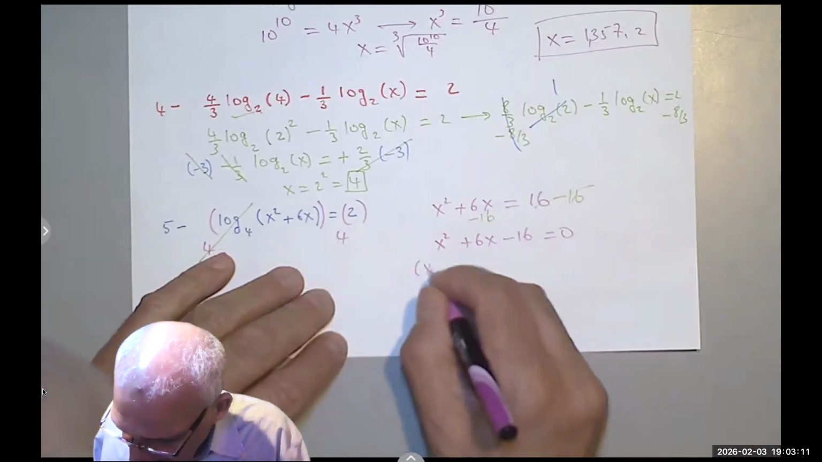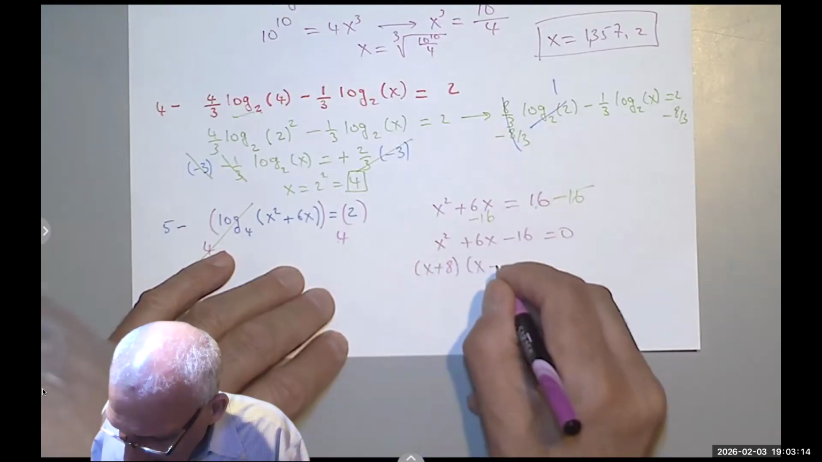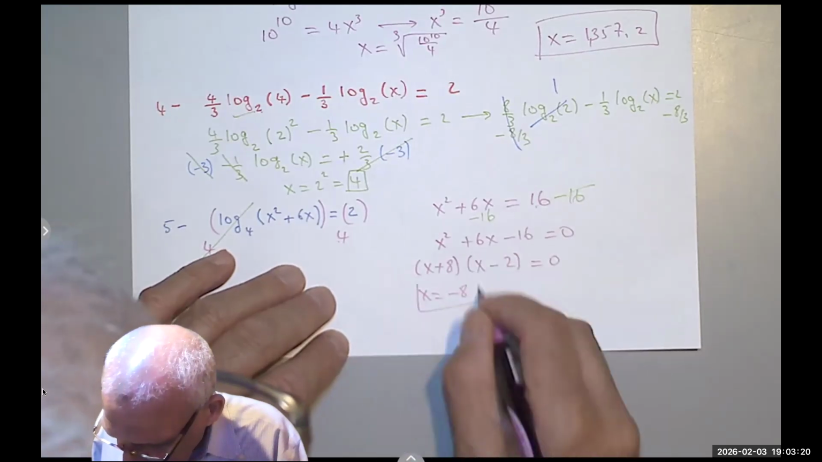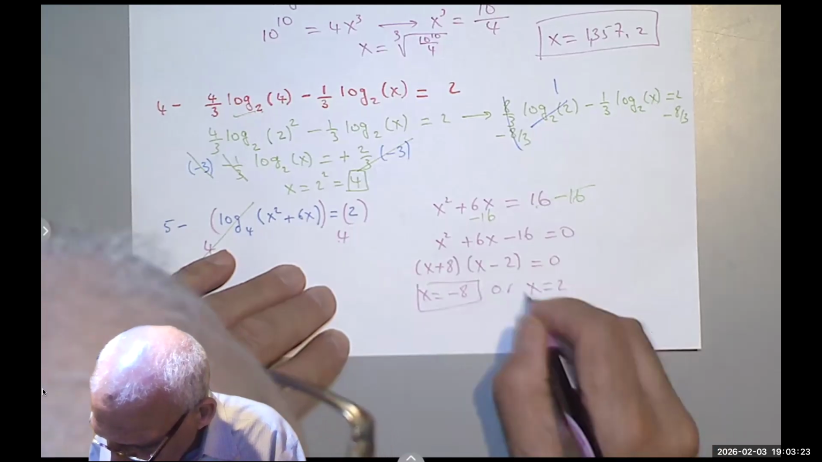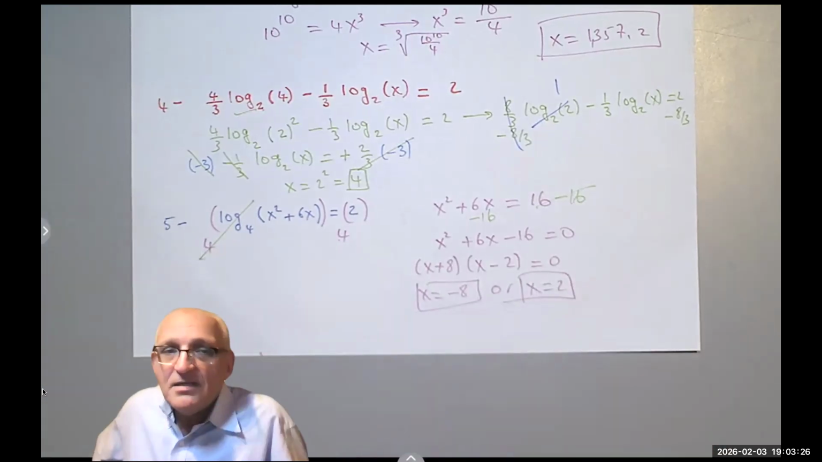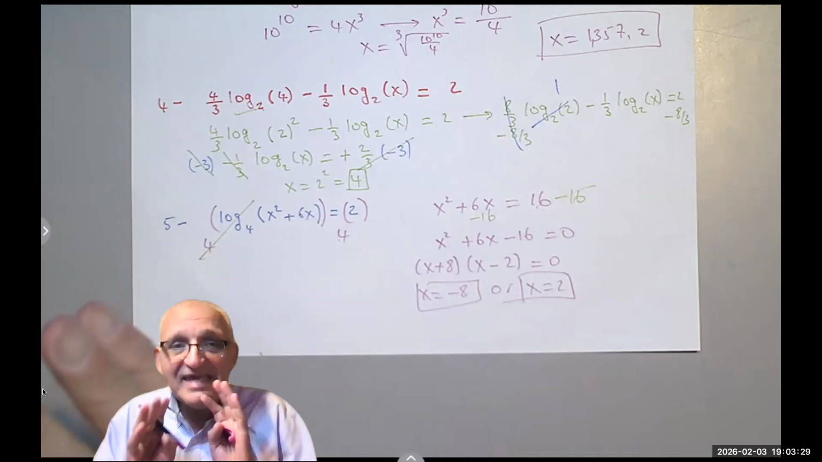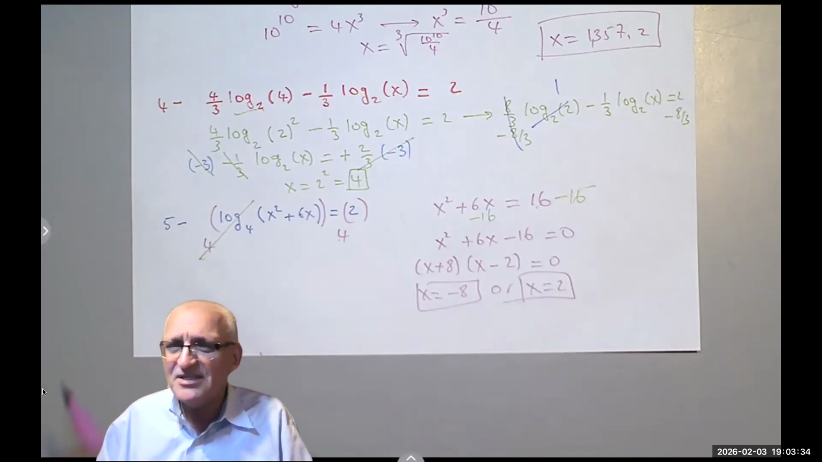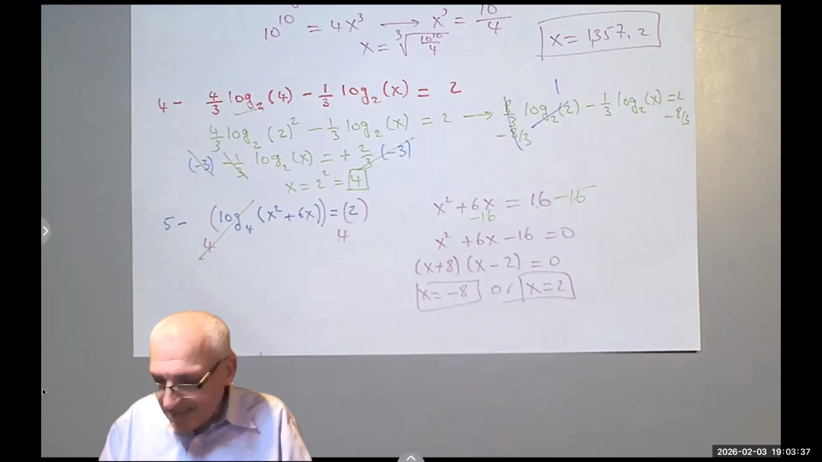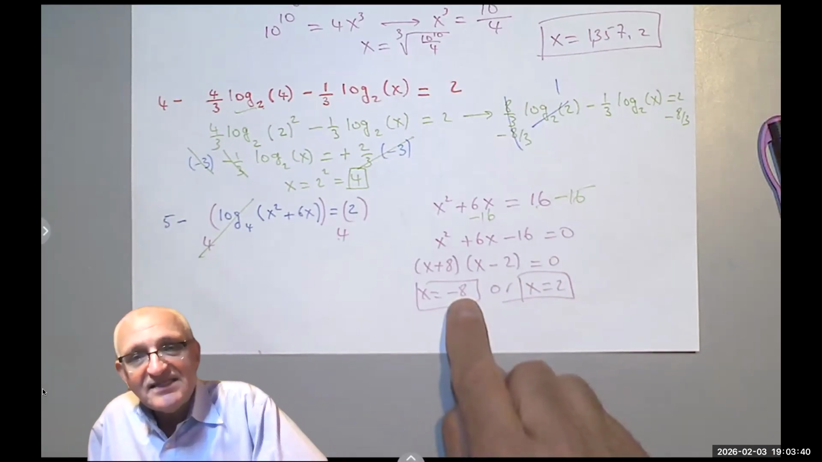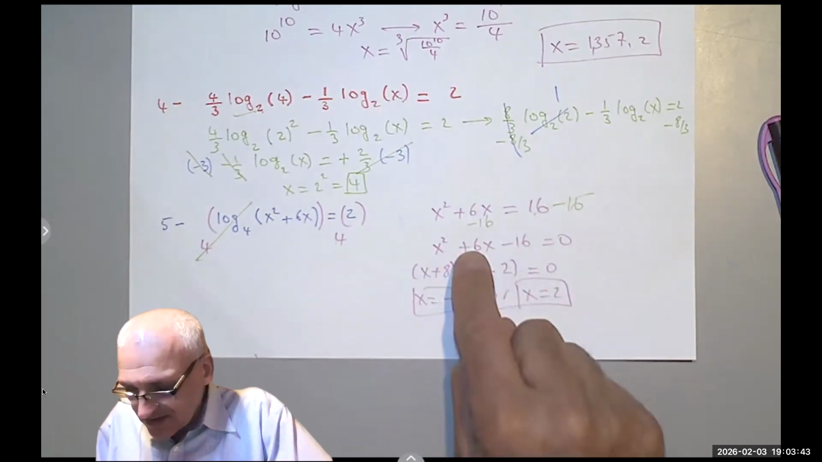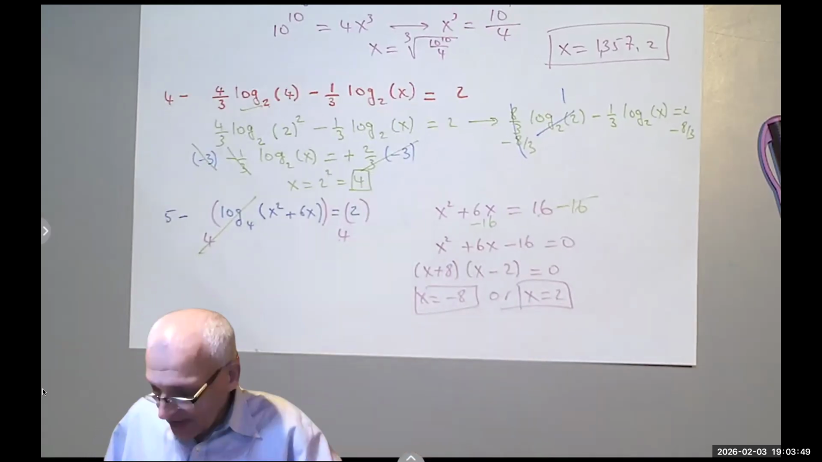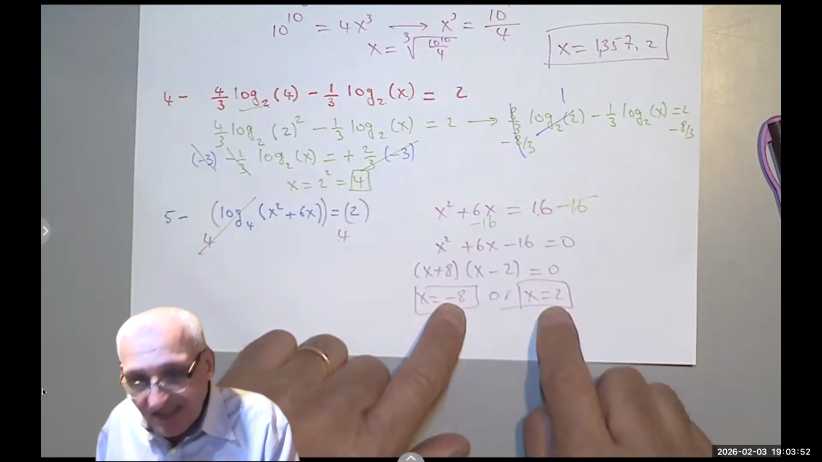So you say x plus 8 times x minus 2 equals 0, meaning x equals negative 8 or x equals 2. We have two answers. These two answers work, but again, in some other problems, they may not work. What do I mean by that? Suppose that this was backwards, so that was a negative 6x. So they give you the problem x squared minus 6x. That would be positive 8, and that would be negative 2.